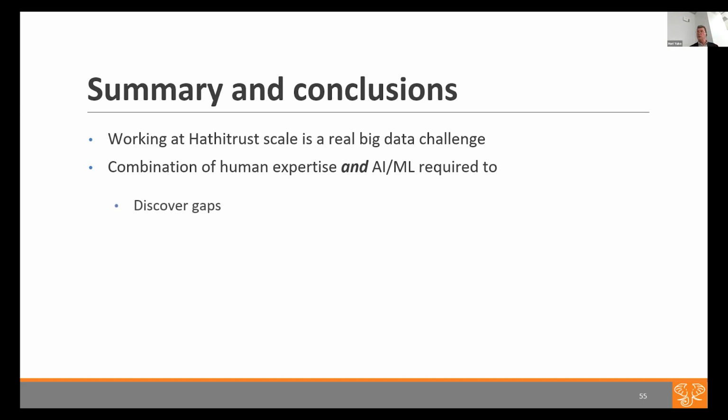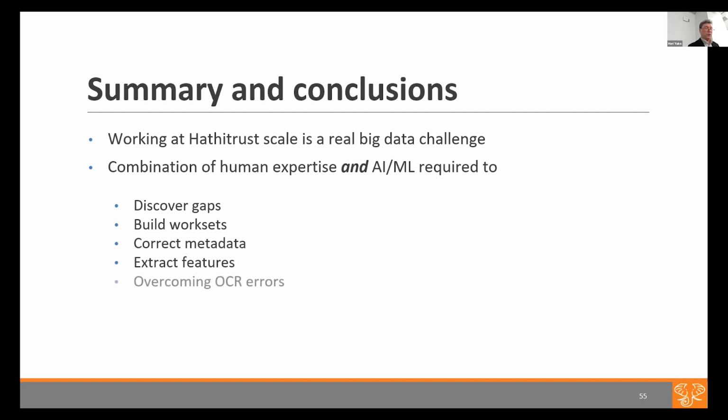So what do we do these for? To discover holes in our collection so we can fix them. Those are gaps. To build sub-collections that we call worksets that scholars will use to publish papers and so on, to do PhD theses, to do homework. We would like students to use this collection more for their term projects, and so on. To correct the metadata, we are discovering the human-created metadata has many problems, and we'd like to correct that. To extract interesting features from the collections and share those features. Overcoming the OCR errors, so the collection is more valuable.